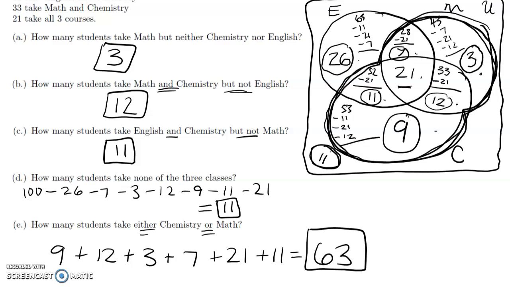So the big thing with this one is we had to create our Venn diagram on our own, where we started in the middle and then worked our way out doing subtractions at each step. And then part by part for each question, we had to look at which regions of the diagram fit that question.